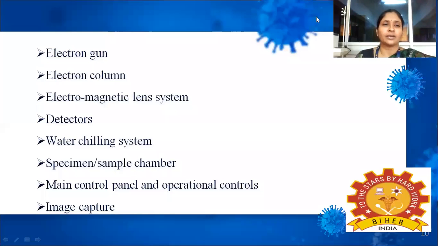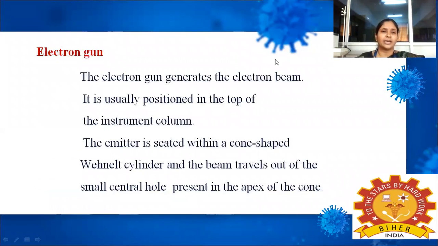The parts of the electron microscope are electron gun, electron column, electromagnetic lens system, detectors, water chilling system, specimen or sample chamber, main control panel, and operational controls and image capture. Electron gun. The electron gun generates the electron beam. It is usually positioned at the top of the instrument column. The emitter is seated within a cone-shaped Wehnelt cylinder, and the beam travels out of the small central hole present in the apex of the cone.